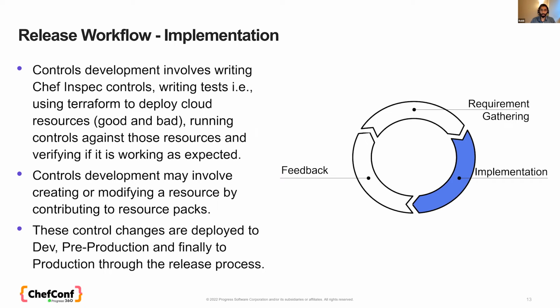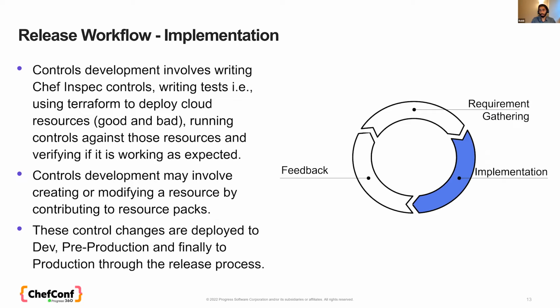When a new control development is involved, there are various testing processes we follow up to the point of deploying that change into production. To start off with local testing, we have developed our own integration test suite where we deploy the resources using Terraform to the cloud accounts. We write the Chef InSpec control as per the policy or requirement we have received, and run the control against those resources to see whether it is working as expected.